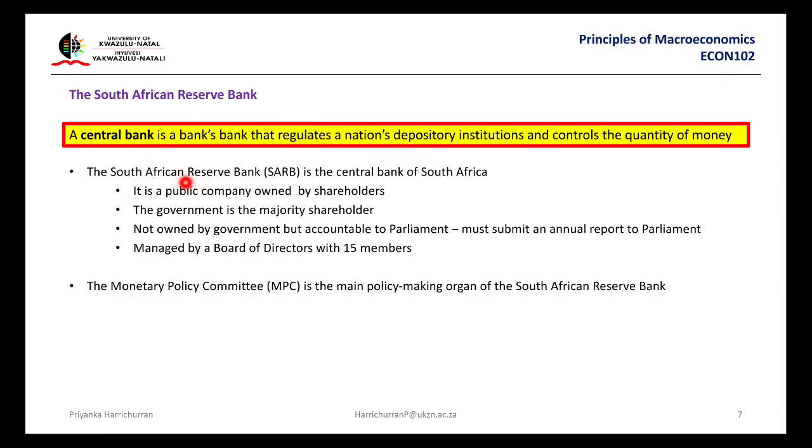So it's a public company. It has a majority shareholder as the government, and yeah, it has a minimum of 15 members, right? Parliament.